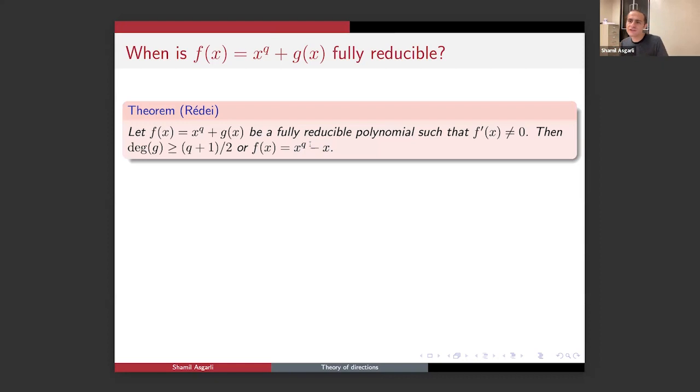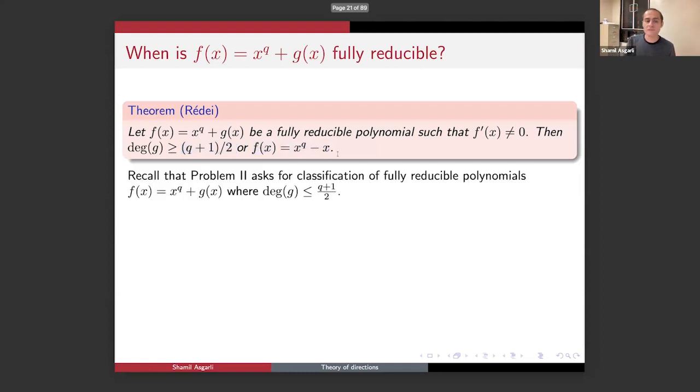This is a very interesting result because it shows that it is impossible to have a fully reducible polynomial where the first term is x to the q and the next term has degree less than (q plus 1) over 2, unless you're in this very special case.